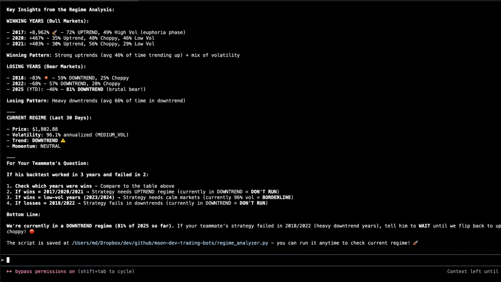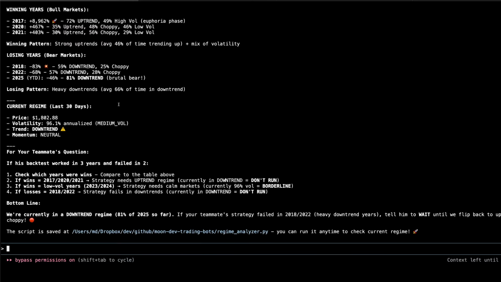Winning pattern, strong uptrends. Okay, so losing years are 2018, 2022, and 2025 so far. Brutal bear, 81% drawdown. Downtrend, negative 46, 81% downtrend. So ETH, this is Ethereum, is down 46%. Losing pattern, heavy downtrends, average 66% of the time downtrend. So this is a downtrending regime. It seems like current regime last 30 days is a medium volatility, downtrend, and momentum is neutral.